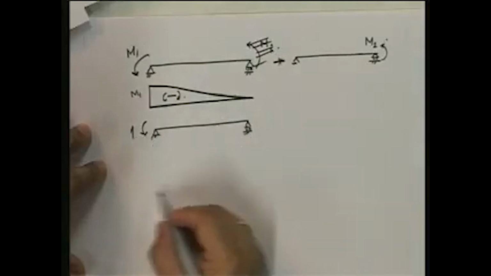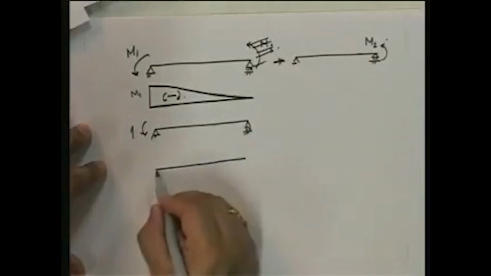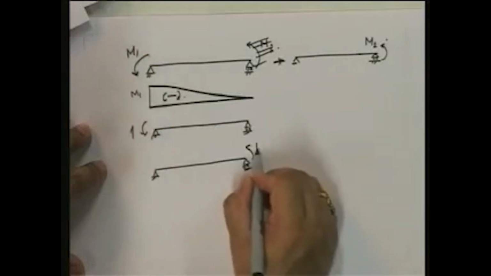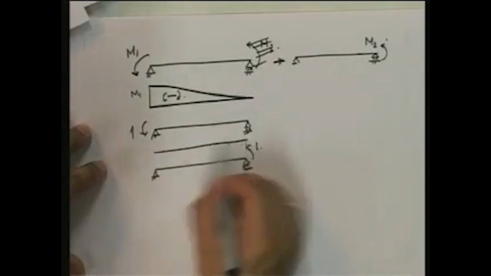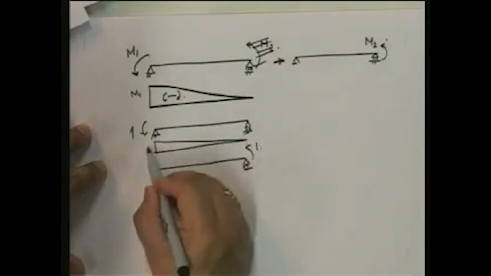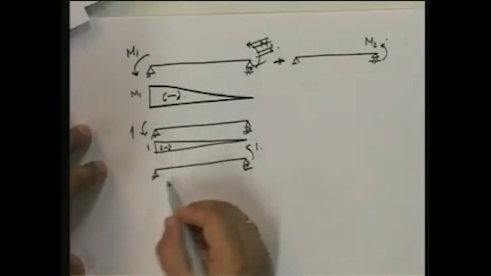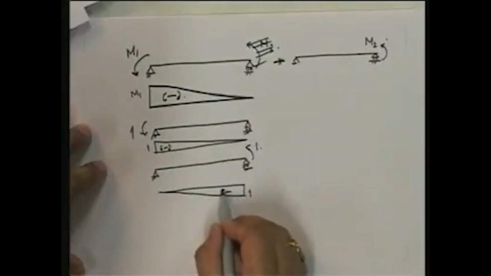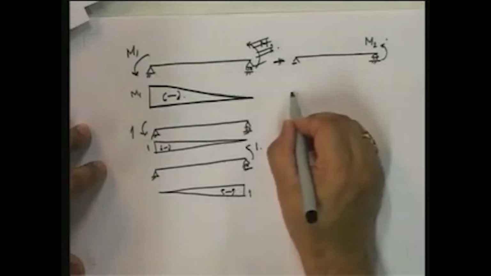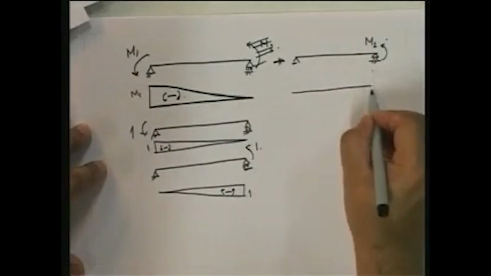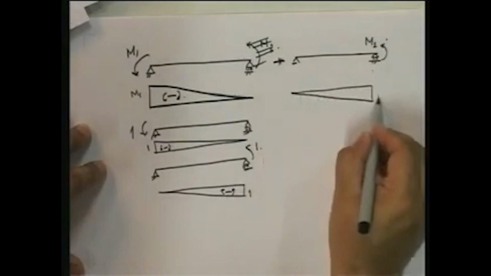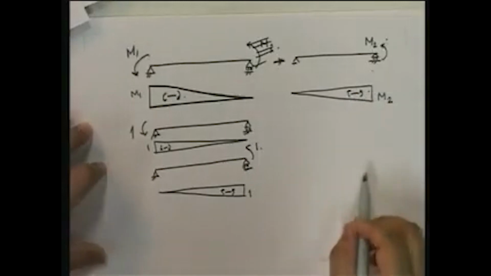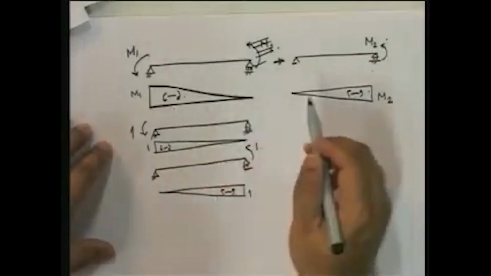Apply a unit moment here, and for finding theta BA, apply a unit moment here. For this, the bending moment diagram is this way, 1 into, and for this, the bending moment diagram is M2. Okay, so I have drawn all the bending moment diagrams.